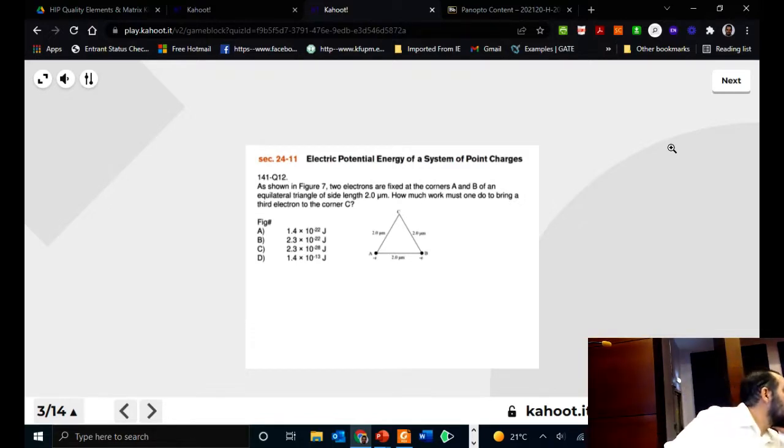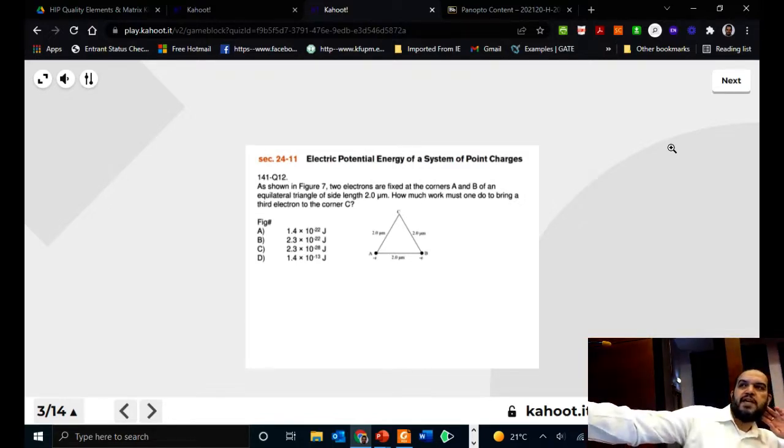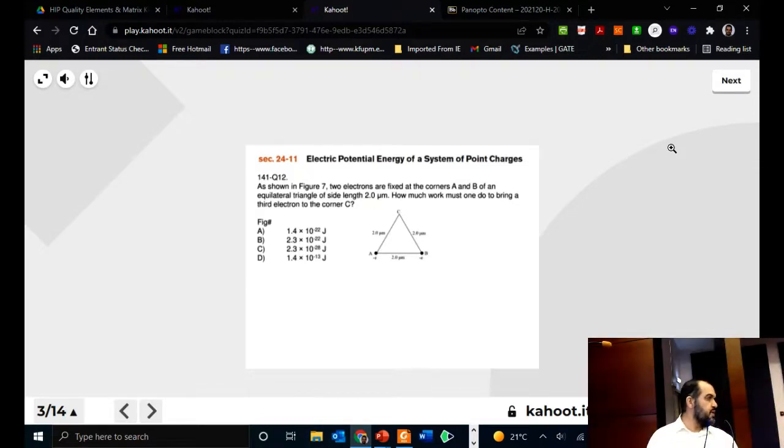The charge is the charge of an electron. It's minus E. Minus E. Minus 1.6 times 10 to the minus 19.